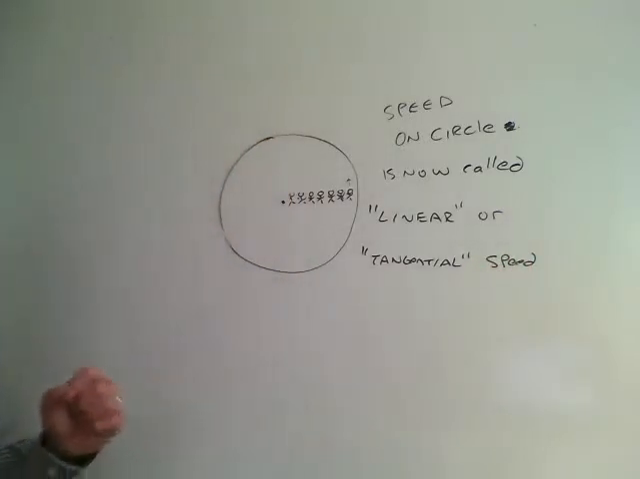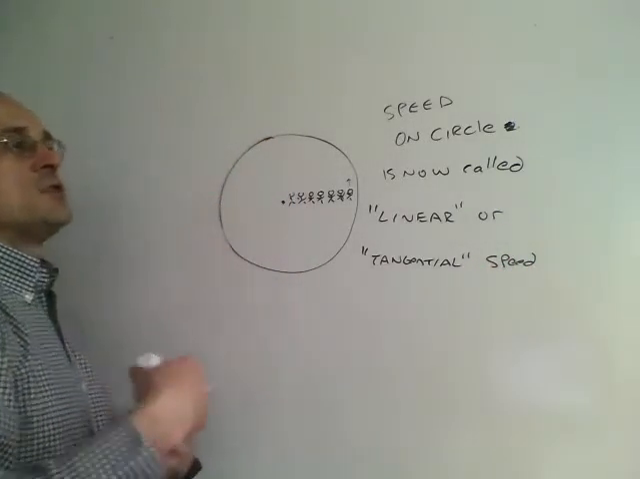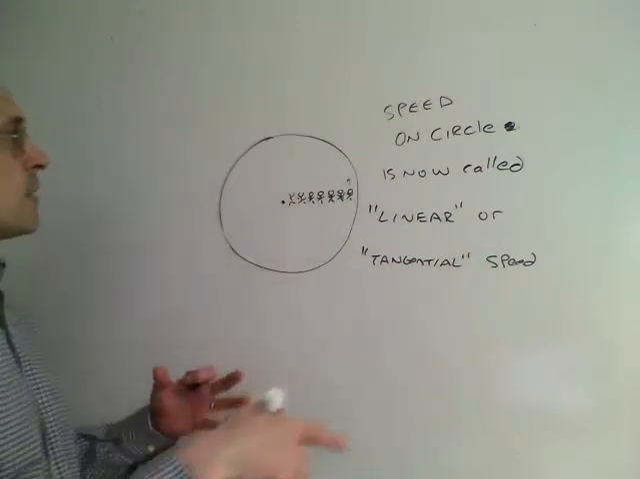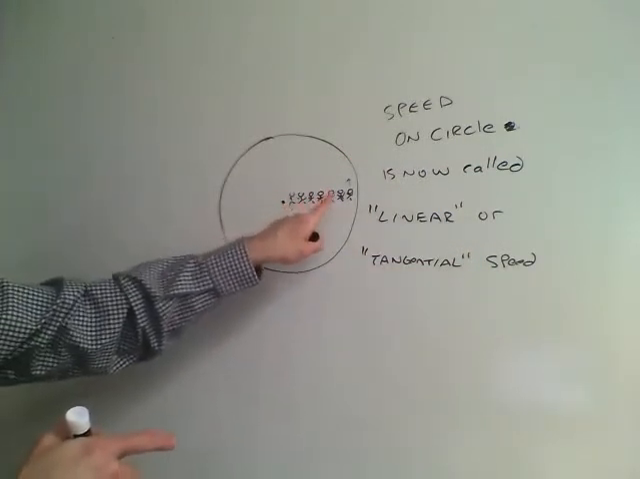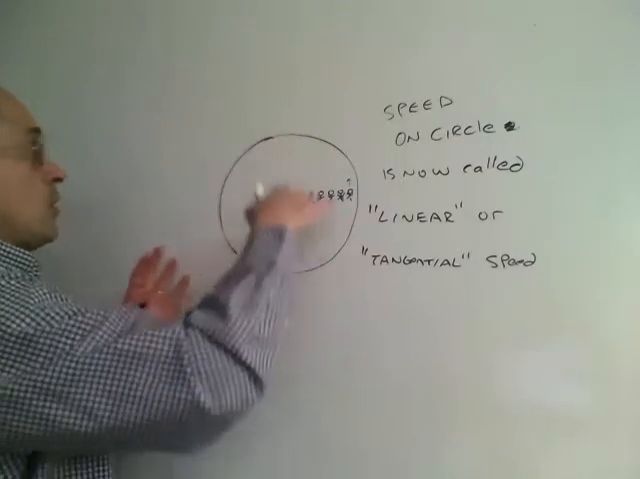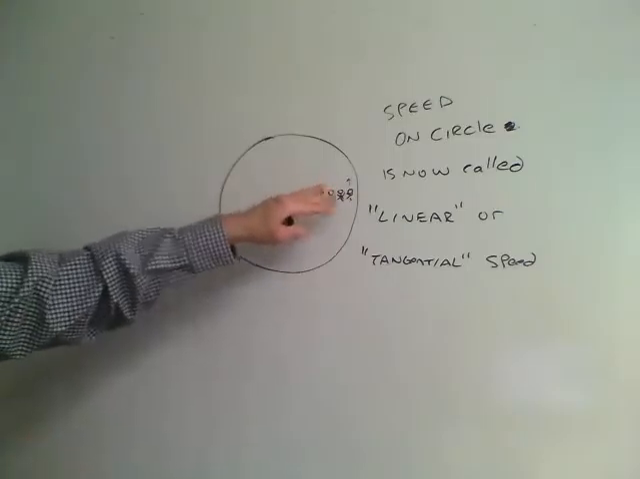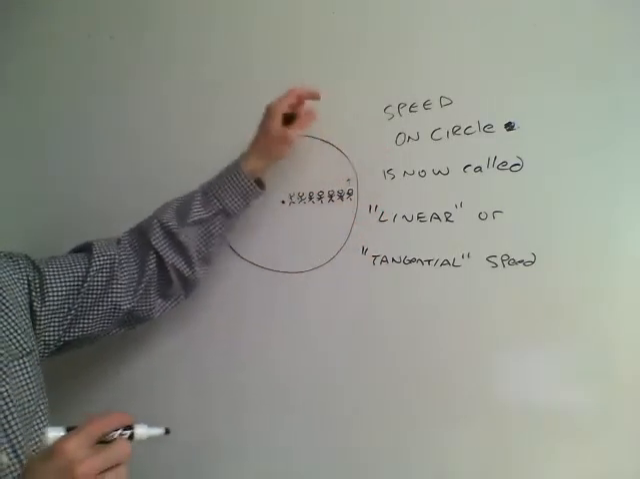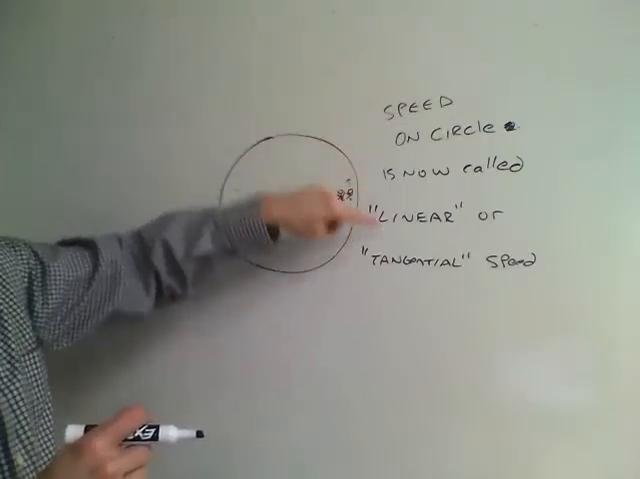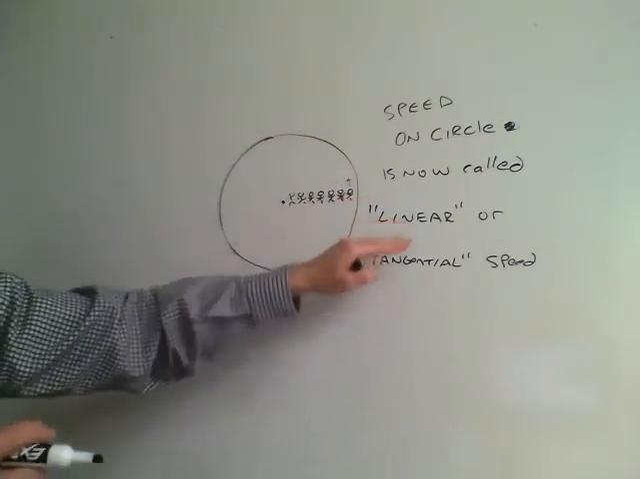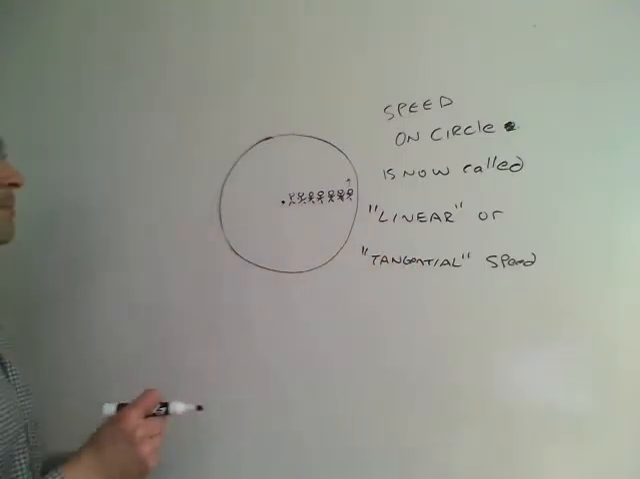So whenever we have what we used to think of just before as speed, like somebody's movement rate, if you take that movement rate and you do it around a circle or some type of oval or whatever, once you do that, we now need to call that linear or tangential speed.